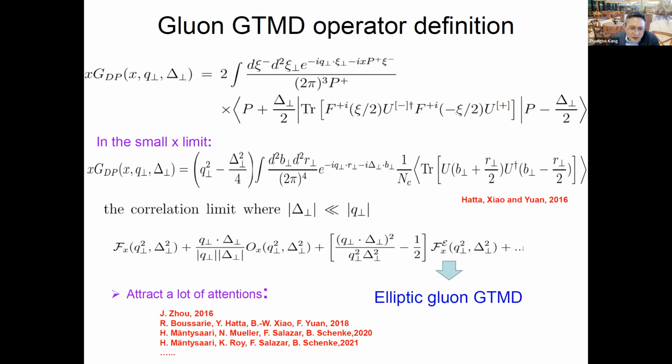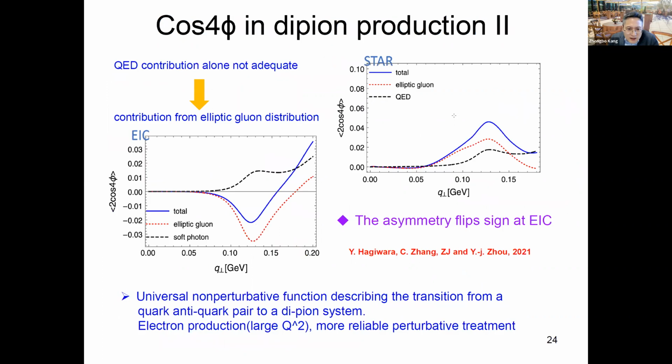Okay. Yeah, I also got a question. So if you look at the next cosine 4 phi in the very last part, and you said the sign reverses from EIC to STAR, what actually changed? Because there's no double slit interference effect. It's purely caused by the interference effect. Oh, at the EIC, you only have one incoming nucleus target. Oh, okay. Yeah, that's right.